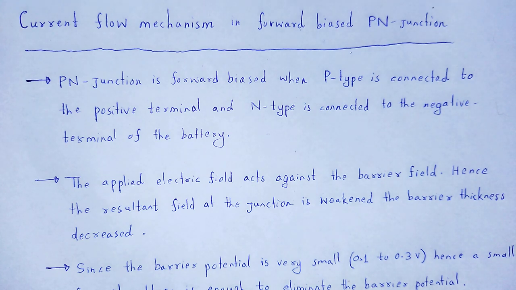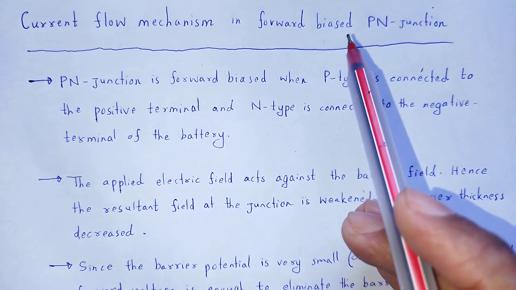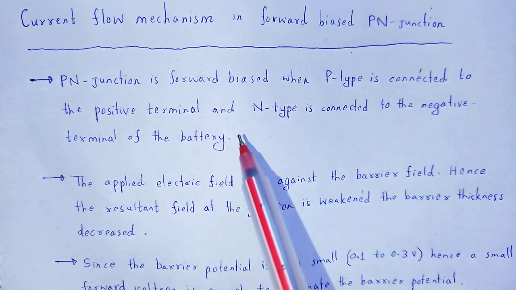In this video, we are going to discuss current flow mechanism in forward biased and reverse biased PN junction and an idea of static and dynamic resistance. Let's begin. First, we discuss current flow mechanism in forward biased PN junction.